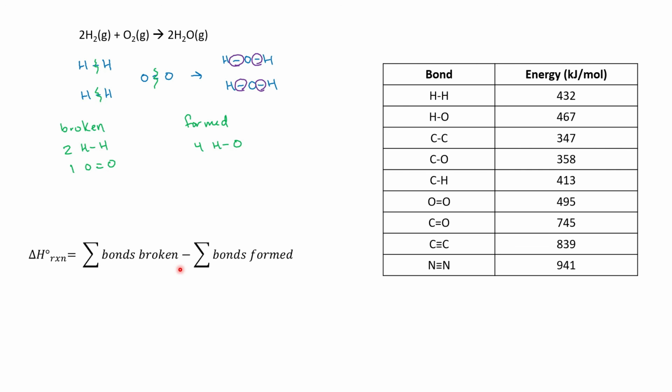So for my bonds broken, you can see here are my 2 hydrogen-hydrogen single bonds, again taken from this table right here, and my 1 oxygen-oxygen double bond, that one was right here, minus my bonds formed. Well, my bonds formed are my 4 hydrogen-oxygen single bonds, again, energy taken from the table right here. Just like when using heats of formation, just watch your algebra with this. When we plug this into our calculator, we get a delta H of negative 509 kilojoules per mole.